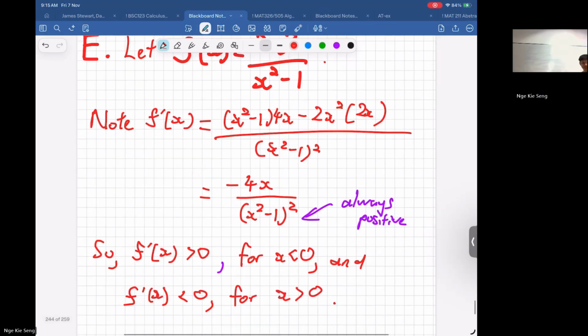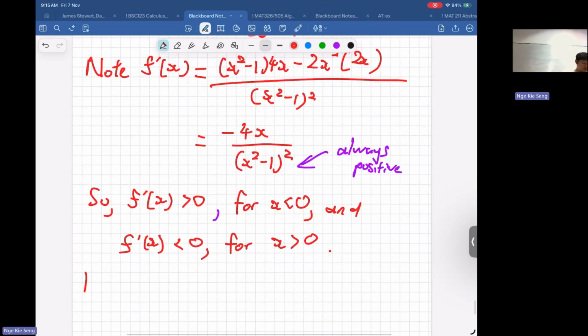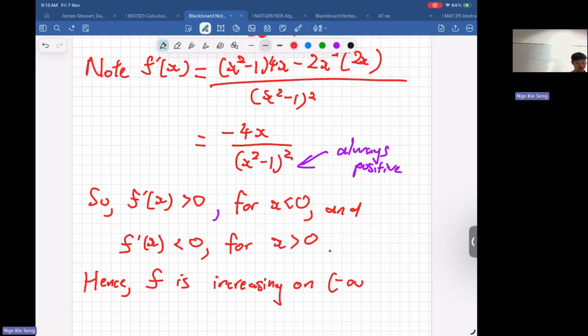Hence f is increasing on the left hand side of the y-axis and is decreasing on the right hand side of the y-axis. Okay, so this matches what we predicted just now.